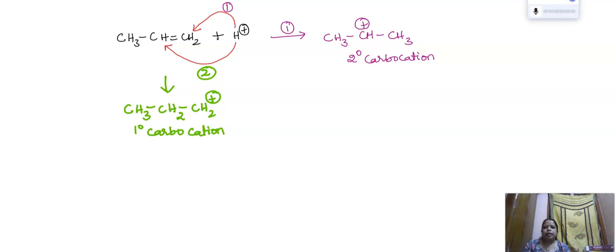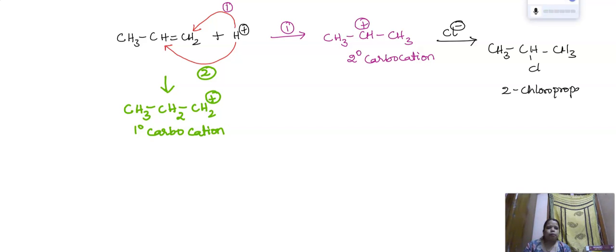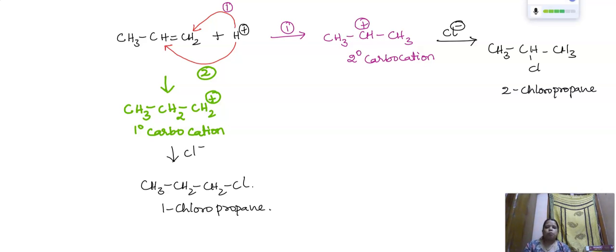So when we take this particular reaction, this secondary carbocation is attacked by the chloride, so what is the product formed? The product formed is 2-chloropropane. Now, if the primary carbocation is attacked by the chloride ion, then what is the product formed? CH3-CH2-CH2Cl. So, this is 1-chloropropane. So, this is how the products are formed.